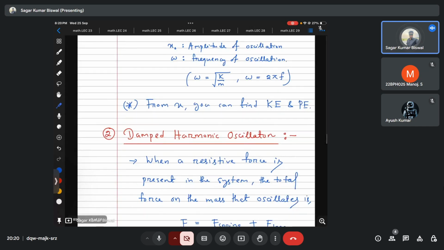Right. So x0 is the amplitude of the oscillation. Omega is the frequency of oscillation. And omega is just the square root of k by m, as you have taken omega square as k by m, and this omega is 2 pi f, right? So this omega is actually the angular frequency of the oscillation, and f is actually the frequency of the oscillation.